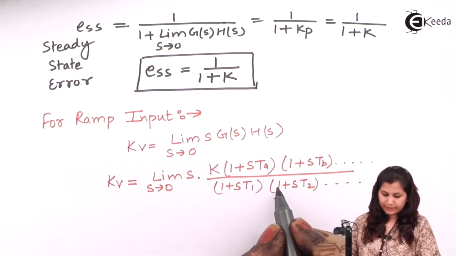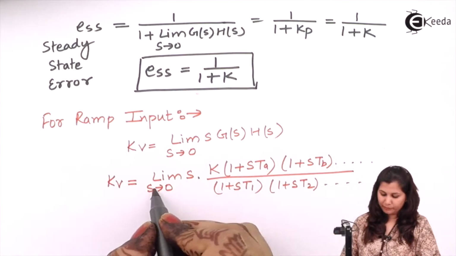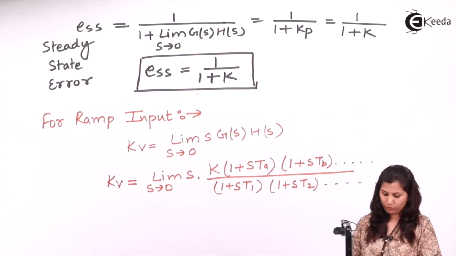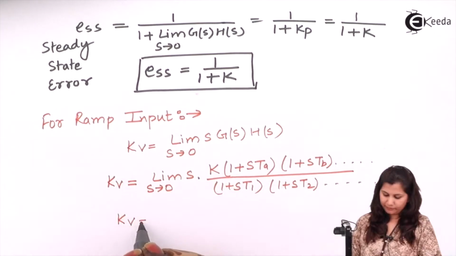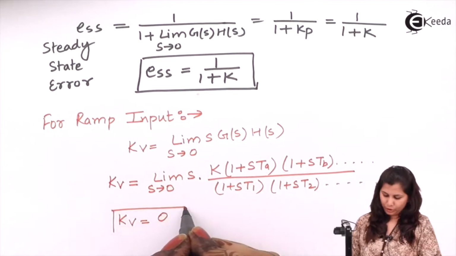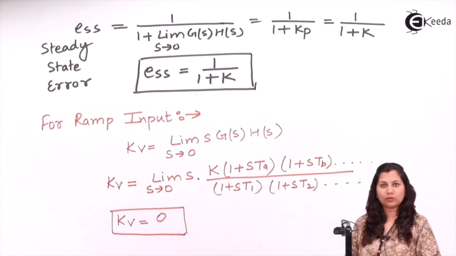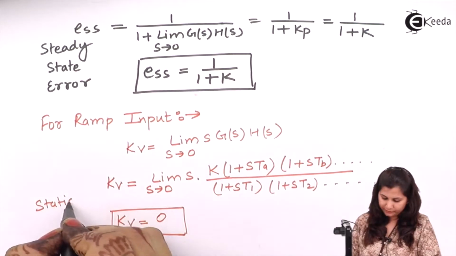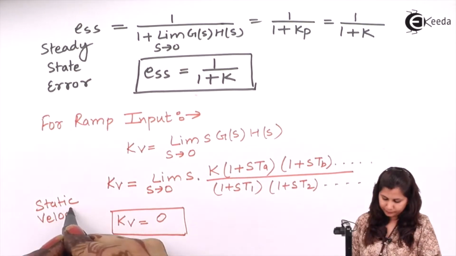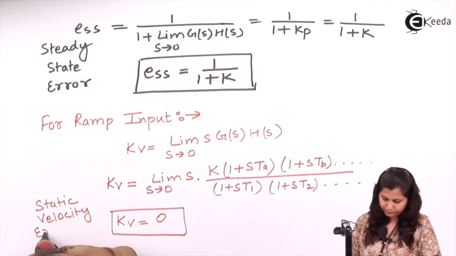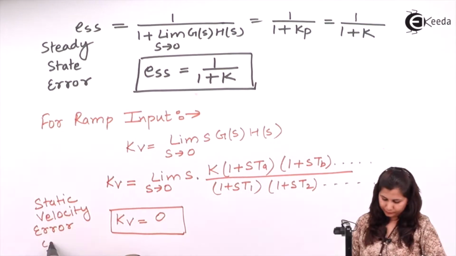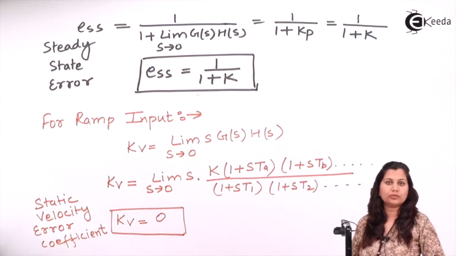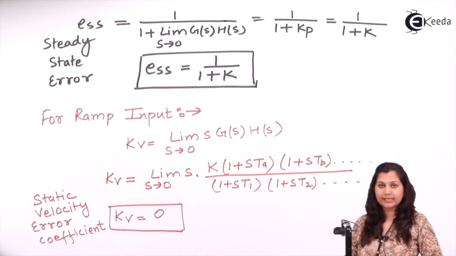Now apply the limits. When we apply the limits, we will put s equals to 0. So this whole term will be equal to 0. So Kv will become 0. So for ramp input and type 0 system, the static velocity error coefficient is equal to 0. Now let us calculate the steady state error.